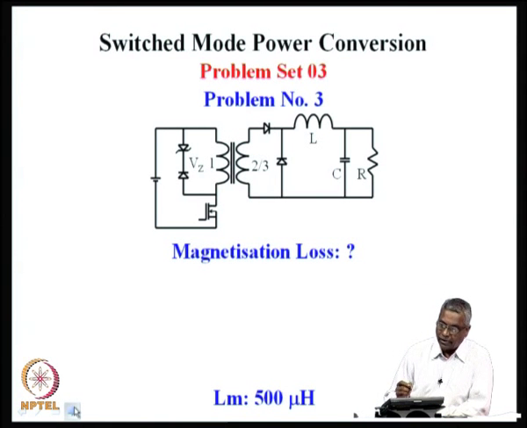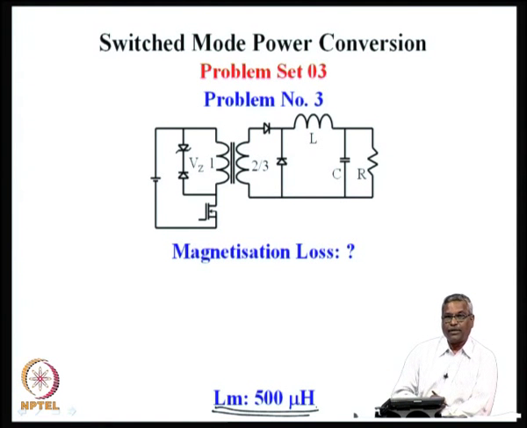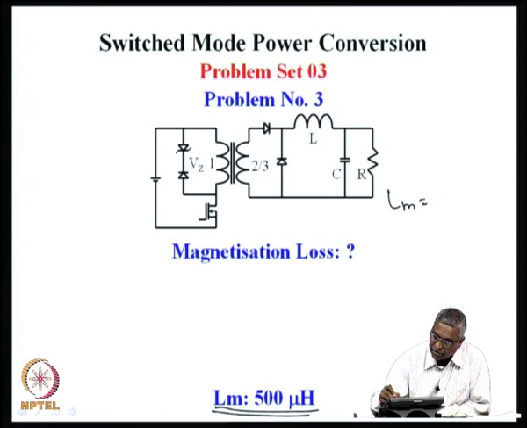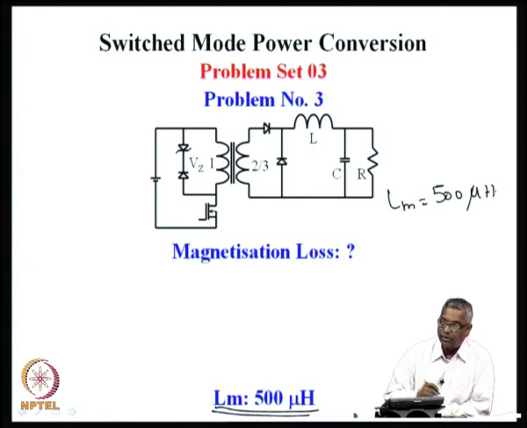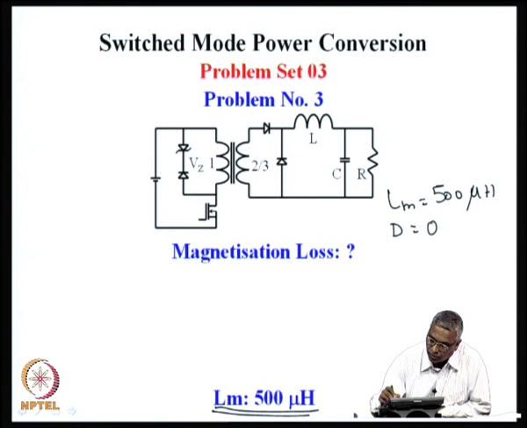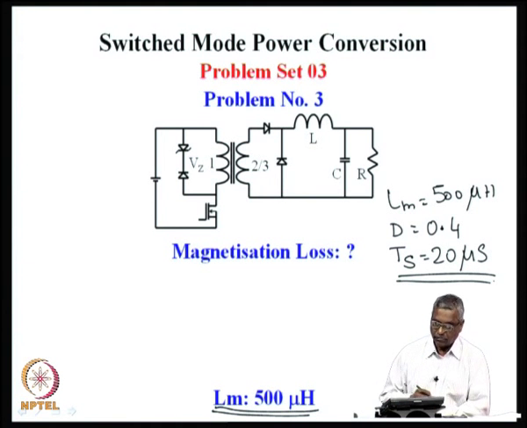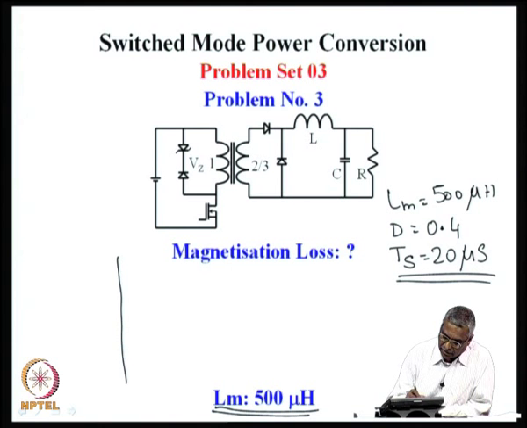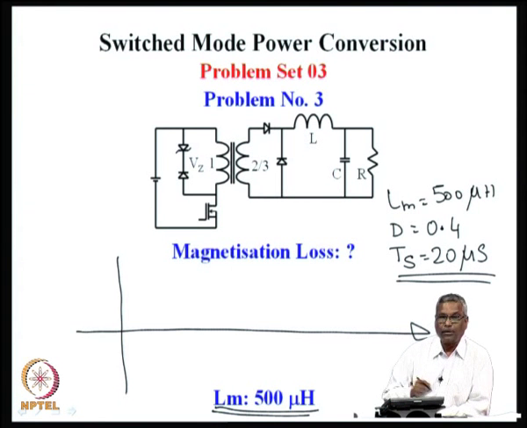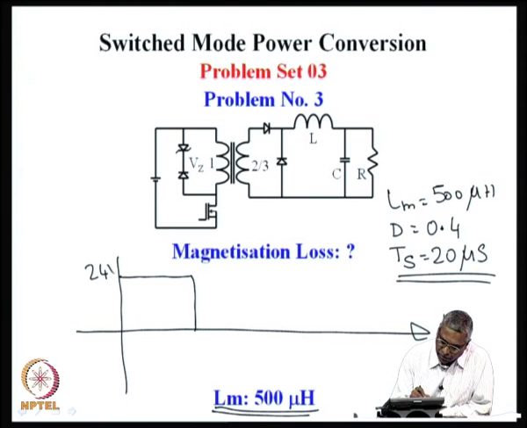Magnetization loss is related to the magnetization inductance of the transformer. In this particular case, Lm is given as 500 microhenry, and we know that on time is 0.4 and the switching period is 20 microsecond. So, the transformer is supplied a voltage of 24 volts during the on time, for a duration of 0.4 into 20, which is 8 microsecond.